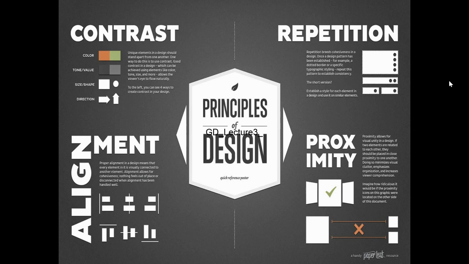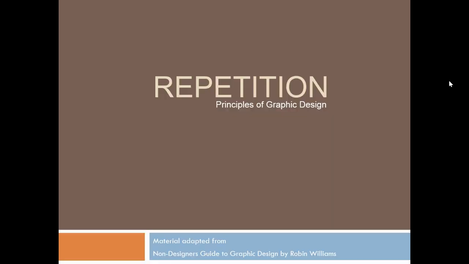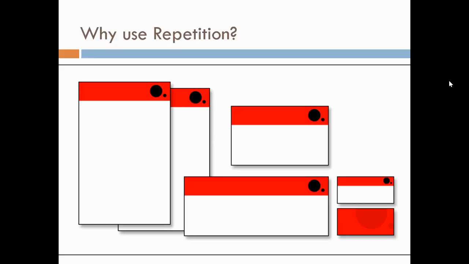Looking again with repetition, the idea is you're looking for things in your designs that you can repeat, whether it's color, shape, font, location, or alignment. There are a lot of different ways to create this repetition or consistency.